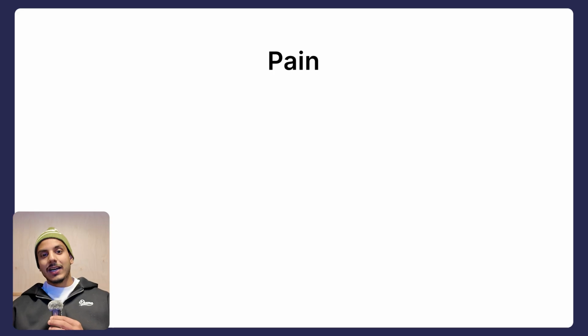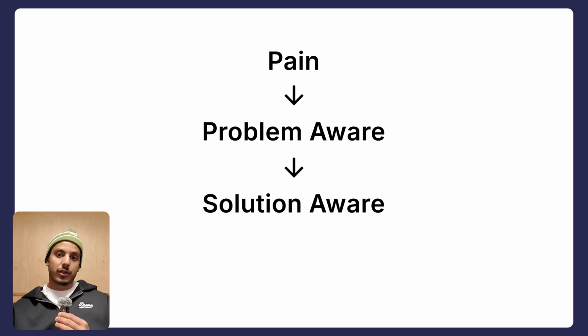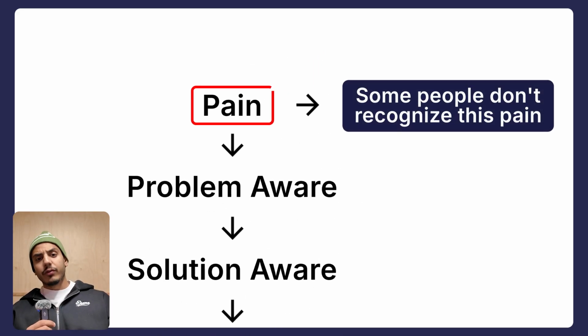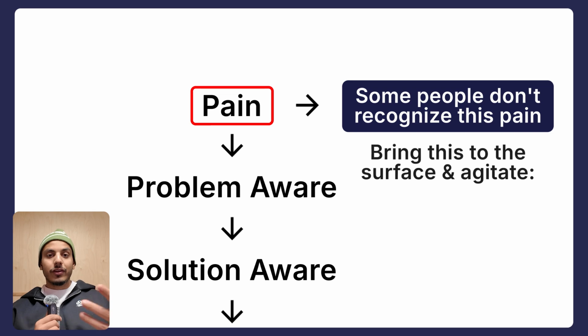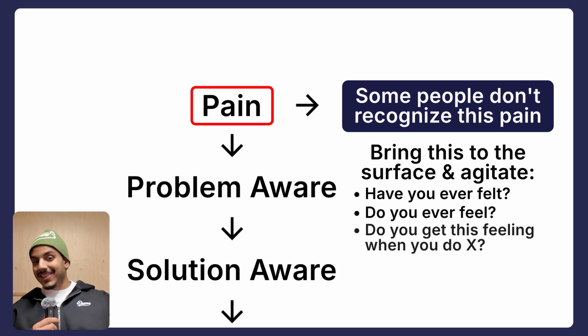That's demand. Key thing with pain is that pain is what makes people problem aware. And then through becoming problem aware, they start to become solution aware. And once they're solution aware, they can actually start to think about buying. And some people don't recognize the pain that they're in. So if you can figure out a way to bring it to the surface and agitate it, have you ever felt? Do you ever feel? Do you get this feeling when you do this? All of these are ways of extracting pain and agitating it.